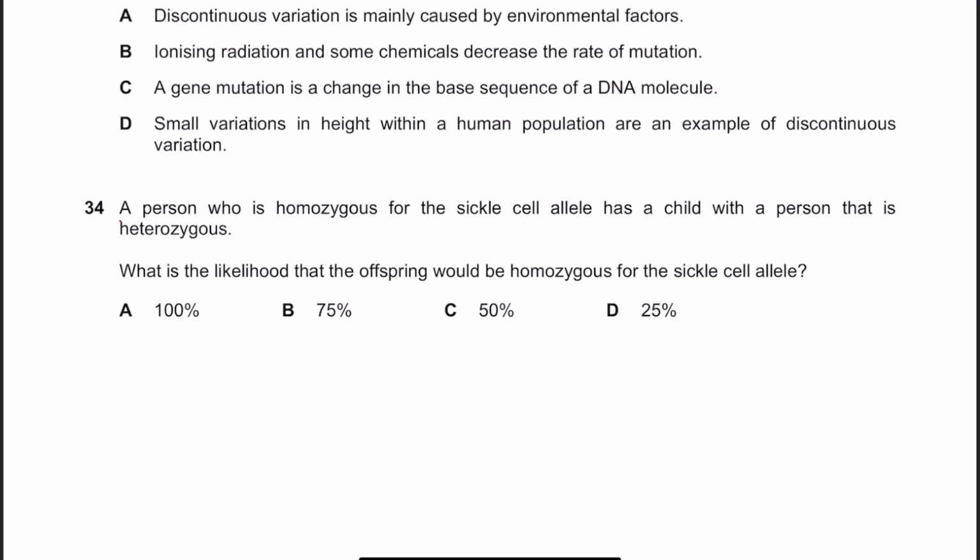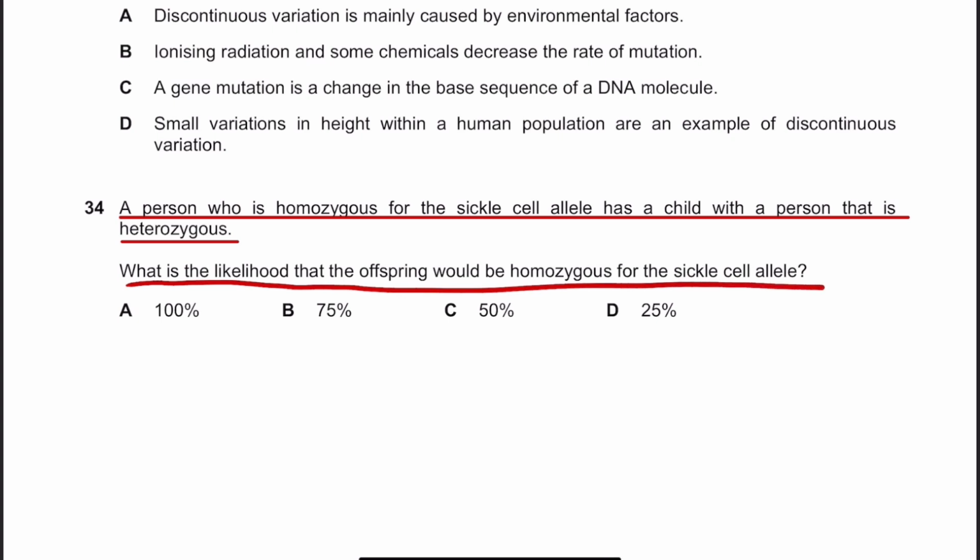Number 34. A person who is homozygous for the sickle cell allele has a child with a person that is heterozygous. What is the likelihood that the offspring would be homozygous for the sickle cell allele? So this question is talking about sickle cell.